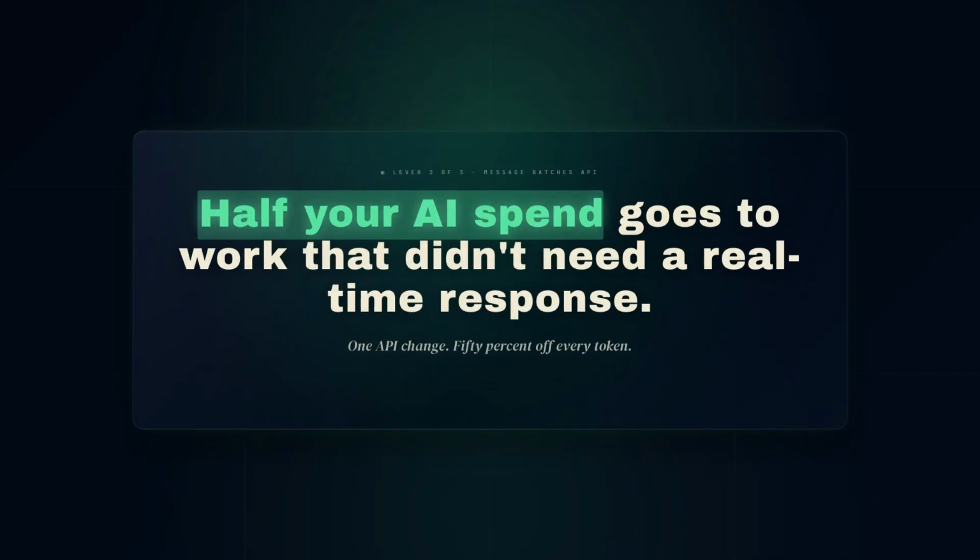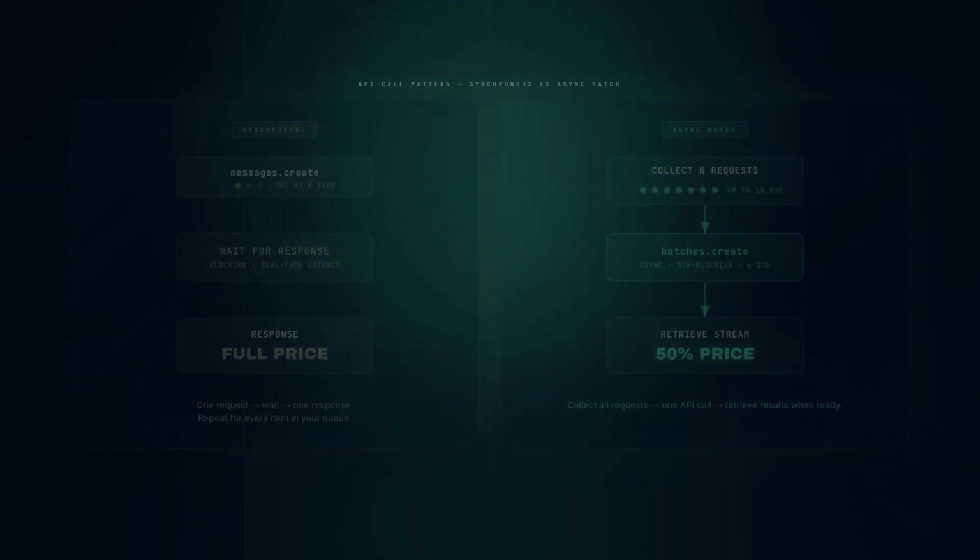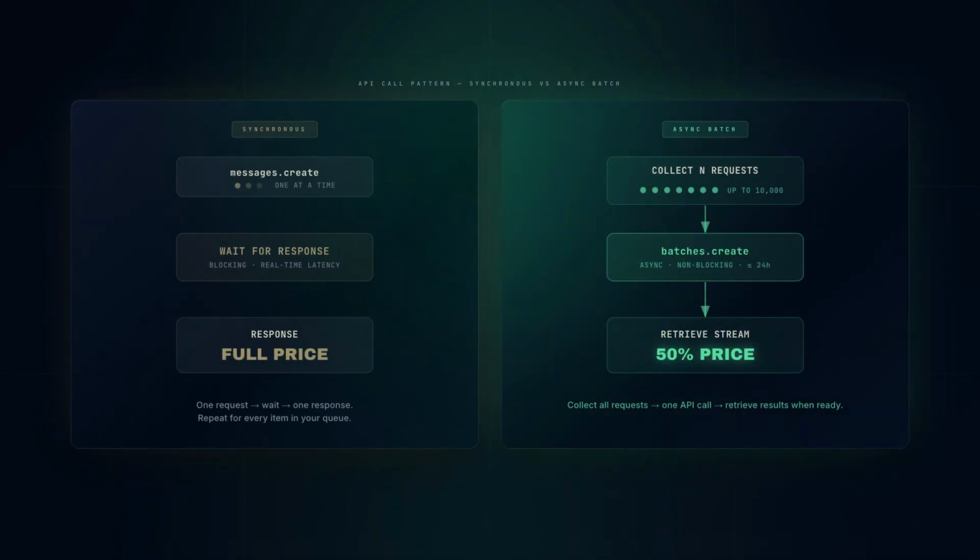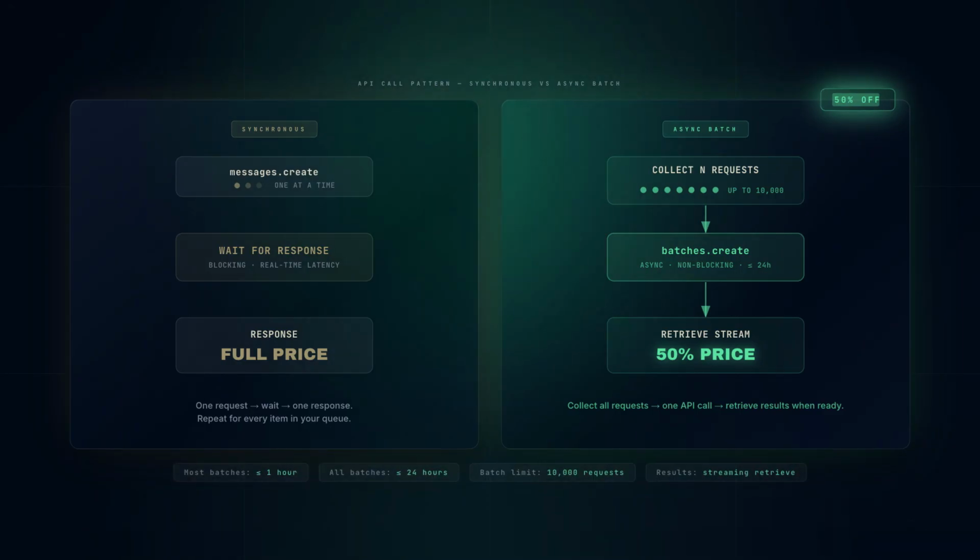Half your AI spend goes to work that didn't need a real-time response. The message batches API is exactly one change to how you call the API. Instead of calling messages.create and waiting, you call messages.batches.create with a list of up to 10,000 individual requests. Anthropic processes them asynchronously. Most batches finish within 1 hour. All batches finish within 24. When processing ends, you retrieve a stream of results.